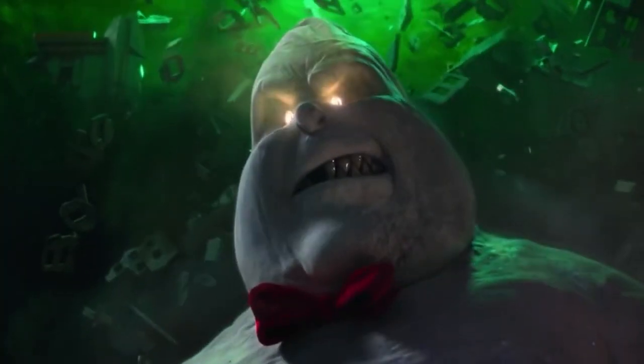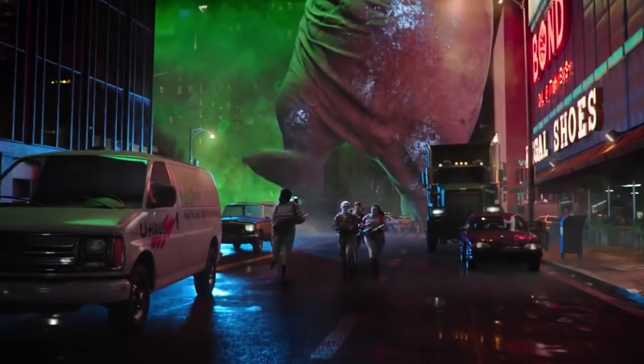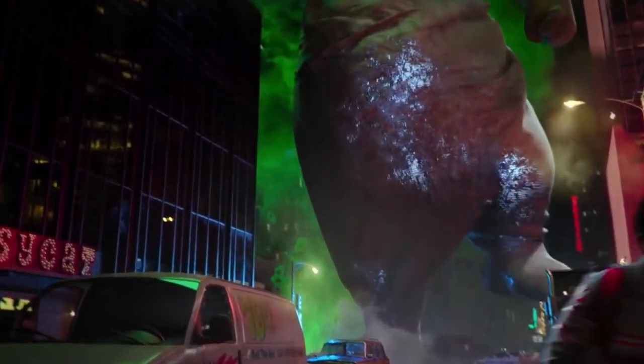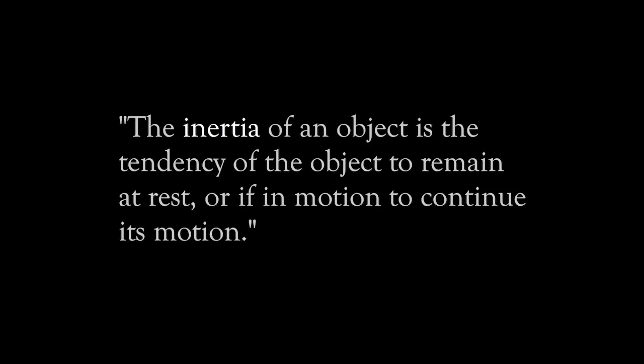We often observe large creatures in film from a similar distance. The final area we're going to look at is inertia. This applies to all objects, but especially large, or as we'd say in physics, massive ones. The inertia of an object is the tendency of the object to remain at rest, or if in motion, to continue its motion. So what does this mean?